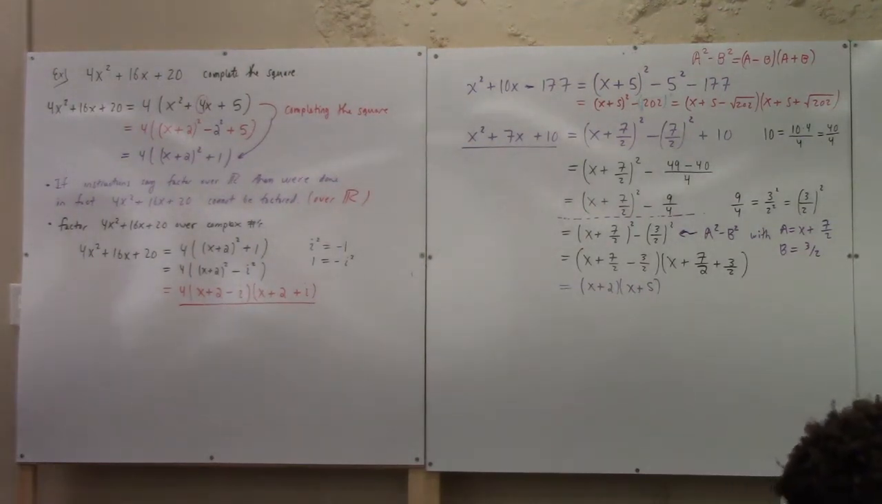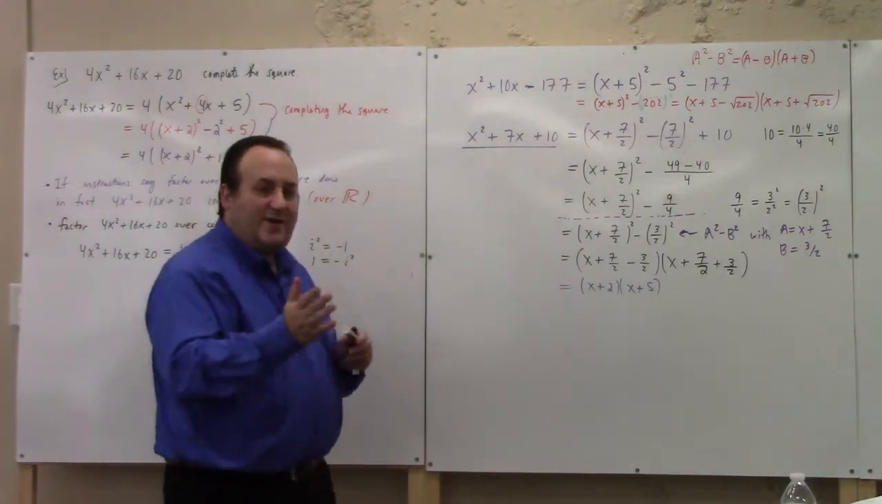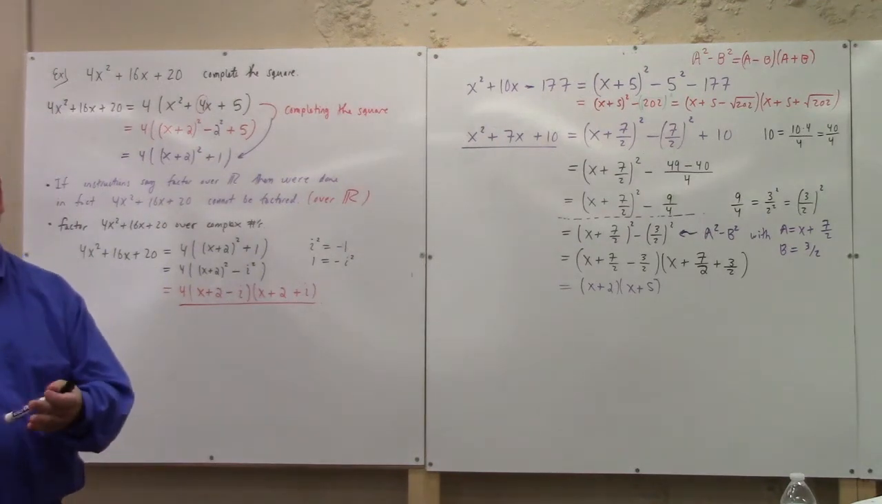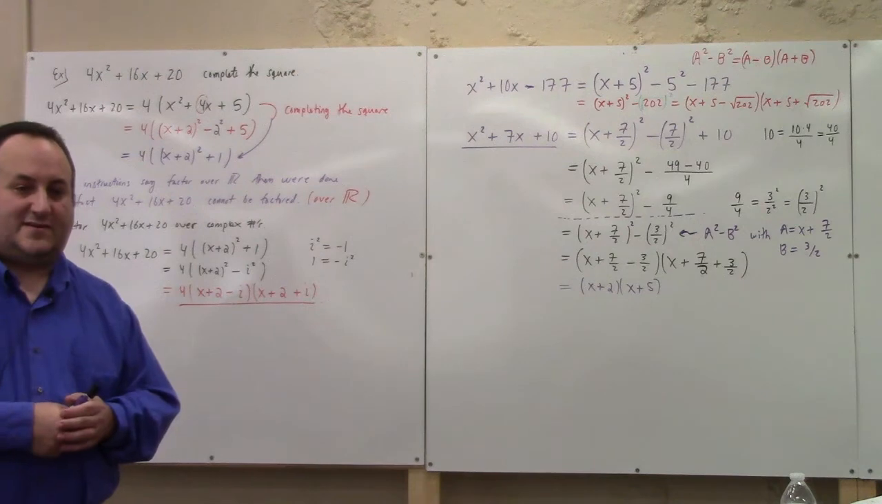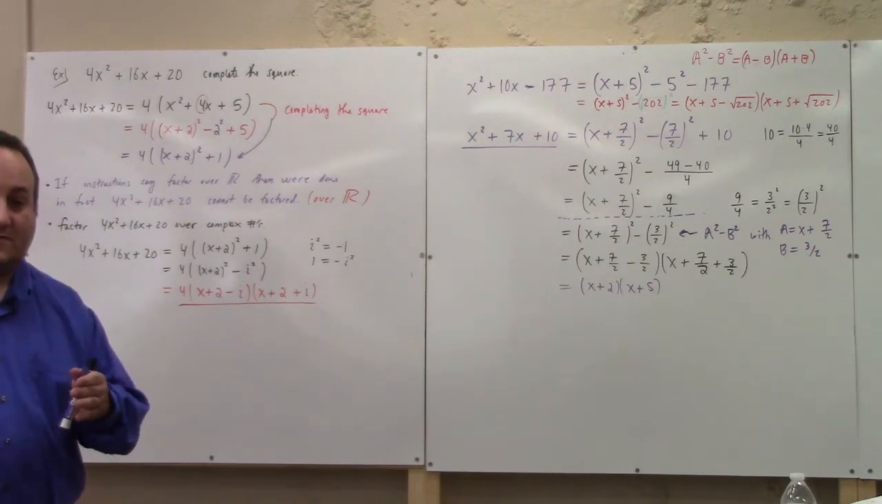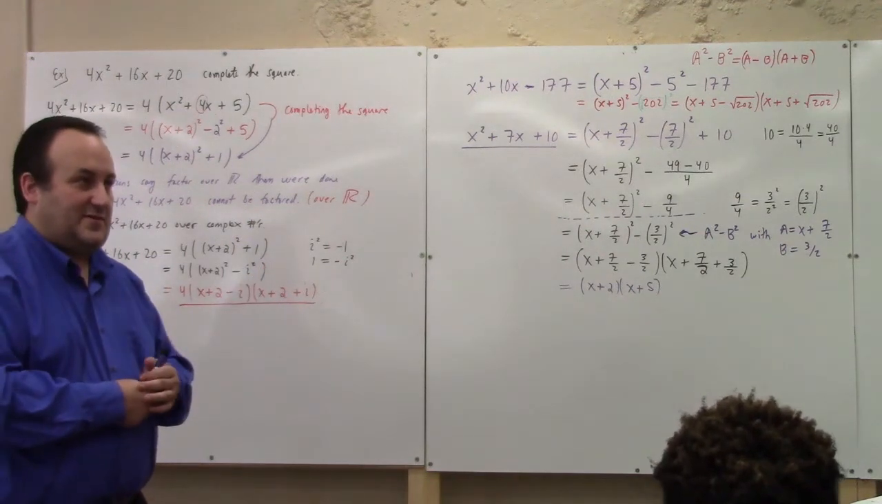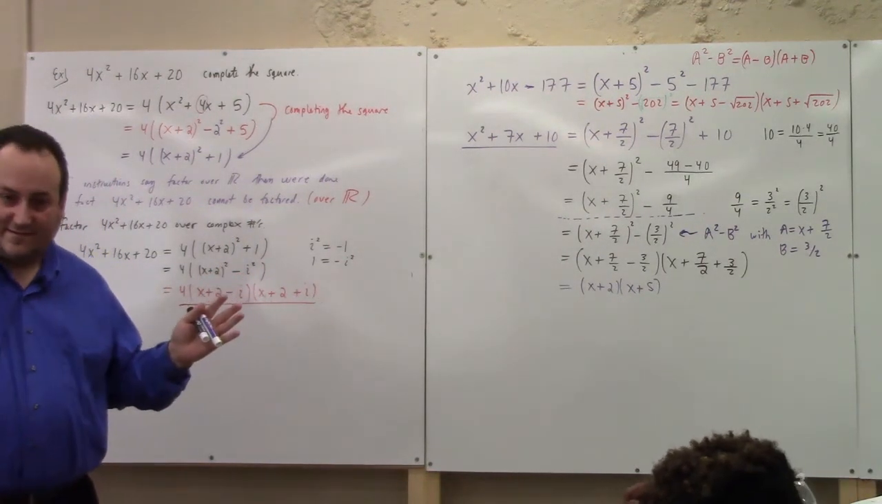So on the test, do we have to show all that stuff? Absolutely not. Well, it depends on the question. If the question is complete the square, then you have to complete the square. If it says use completing the square to factor, then yes, you would do these things. If the question just says factor, well, you can do whatever you like.